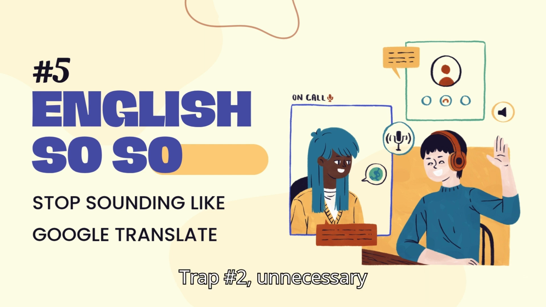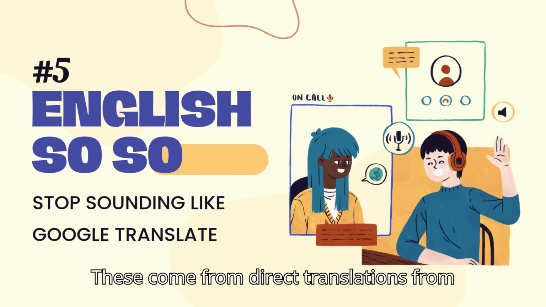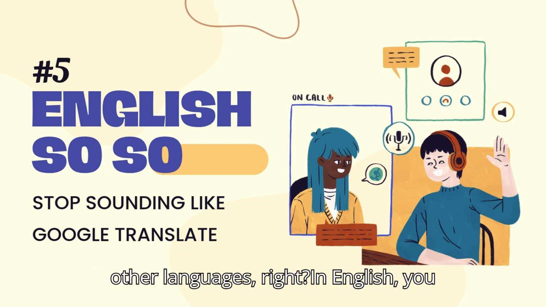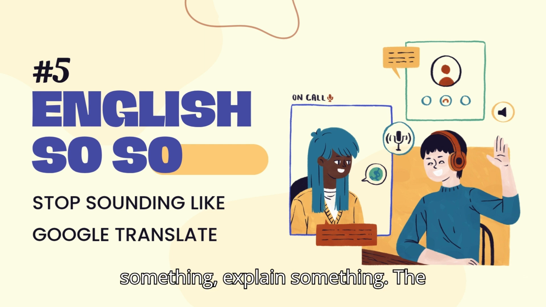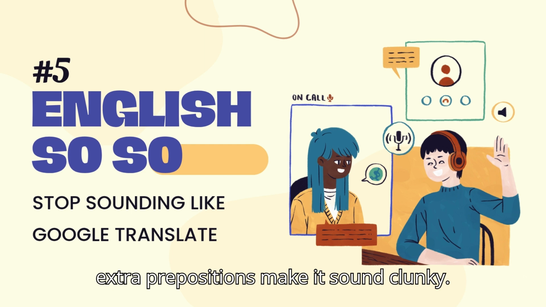Trap number 2, unnecessary prepositions. Discuss about, emphasize on, explain about. These come from direct translations from other languages. Right, in English you just discuss something, emphasize something, explain something. The extra prepositions make it sound clunky.